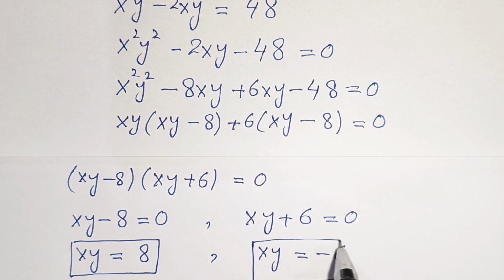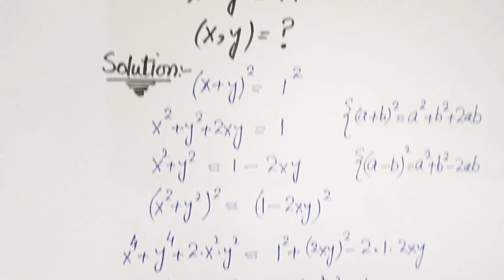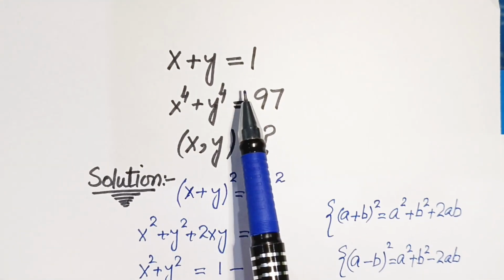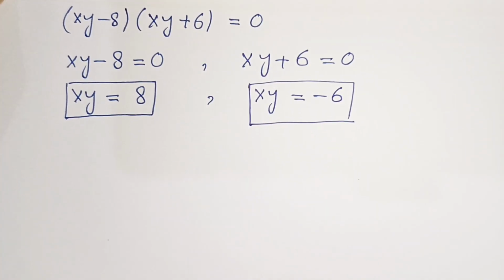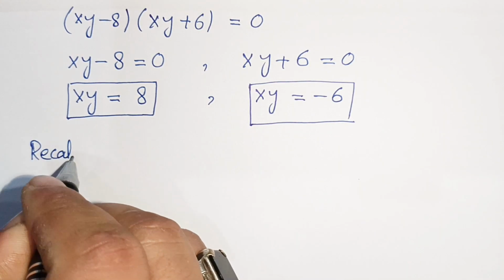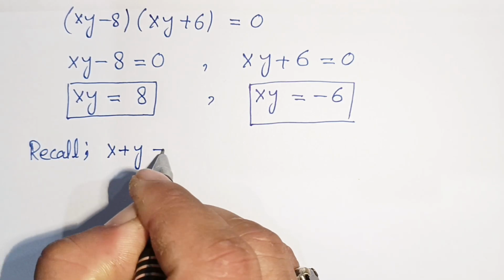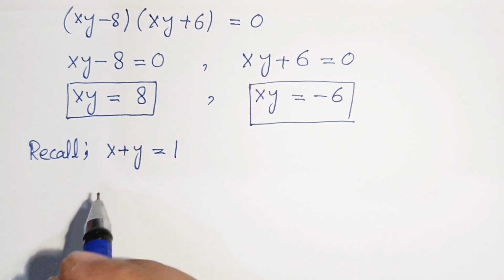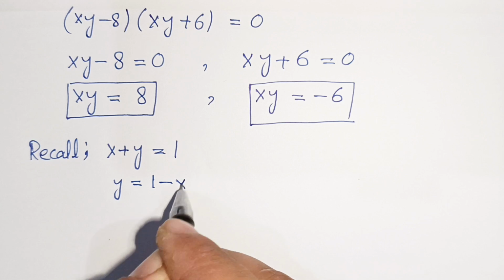Now we have to use these two equations. Recalling our equation number 1 in our problem, x plus y is equal to 1. Now if we shift this x, we get y equal to 1 minus x.